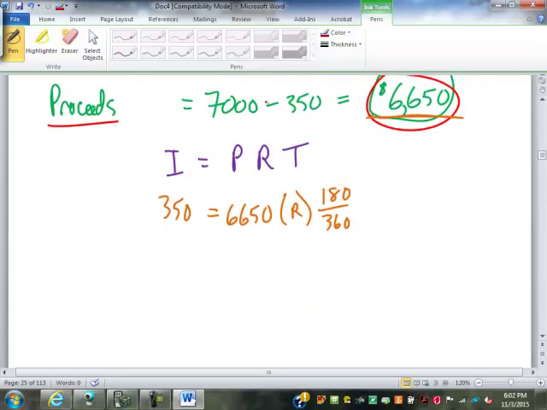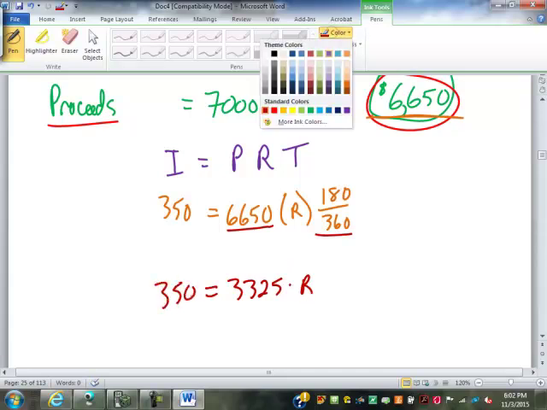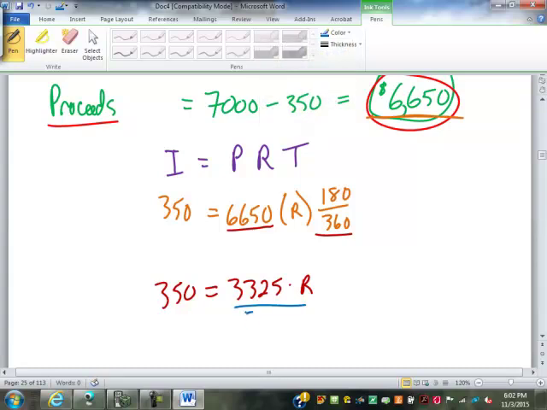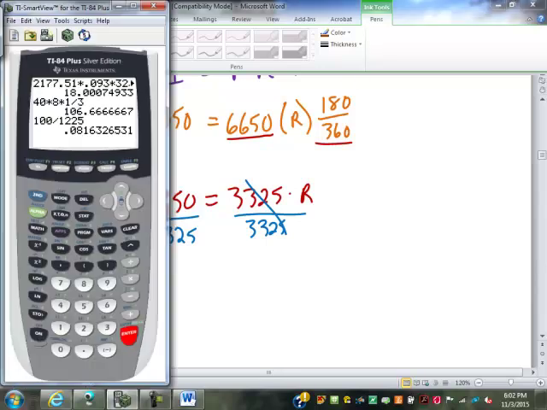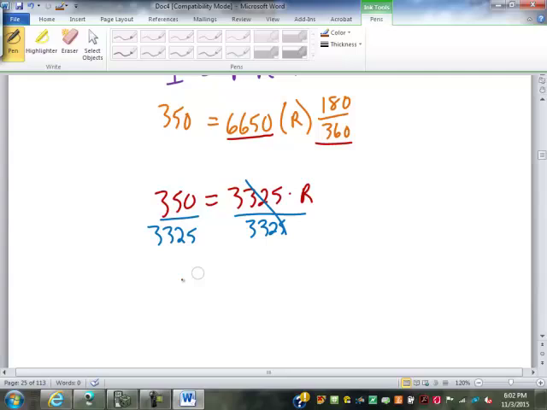So we're going to go ahead and combine. 6650 times 180 over 360 is 3,325 times R equals 350. And we will solve by dividing by 3,325. That'll be R by itself. So 350 divided by 3,325 is 0.10526.